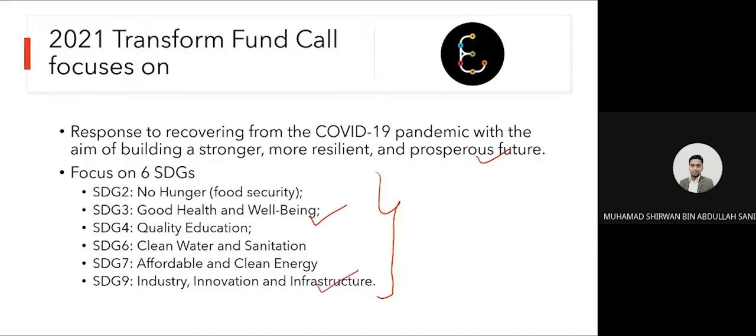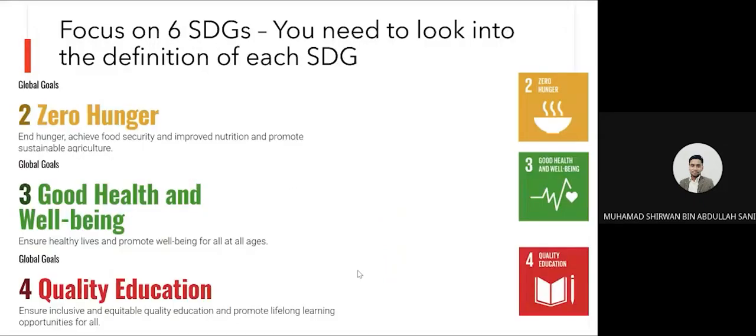For information, at the end of this presentation, I will show you the website of the ISDB, so we can see how the grants look, and how my application looks in the system. Even though we are talking about the six SDGs, the ISDB already highlighted which ones you should focus on.